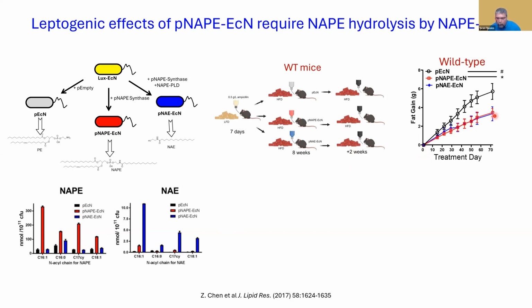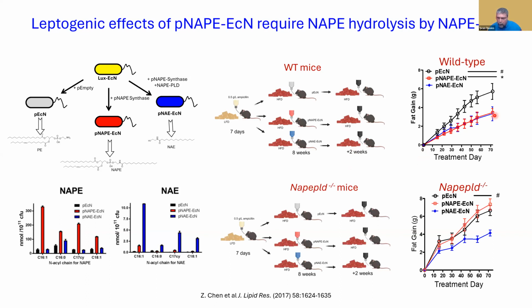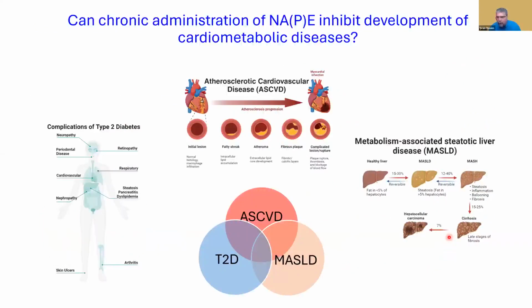But the more important experiment was when we did the same studies in NAPE-PLD knockout mice. And here what we see is, once again, the NAE-expressing bacteria are very effective, but now our NAPE-expressing bacteria no longer have any effect. So we interpret this to mean that at least under these conditions, NAPE needs to be converted to NAEs by NAPE-PLD to have the protective effects against metabolic disease. So that's a rather simple model.